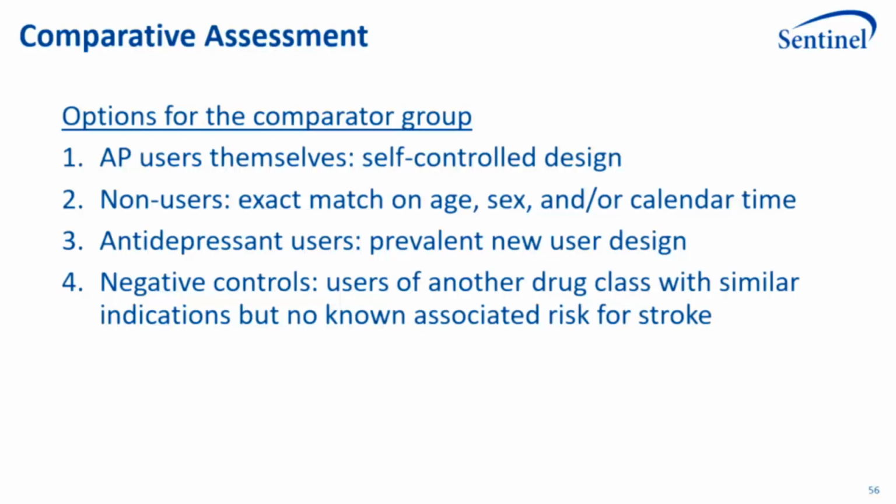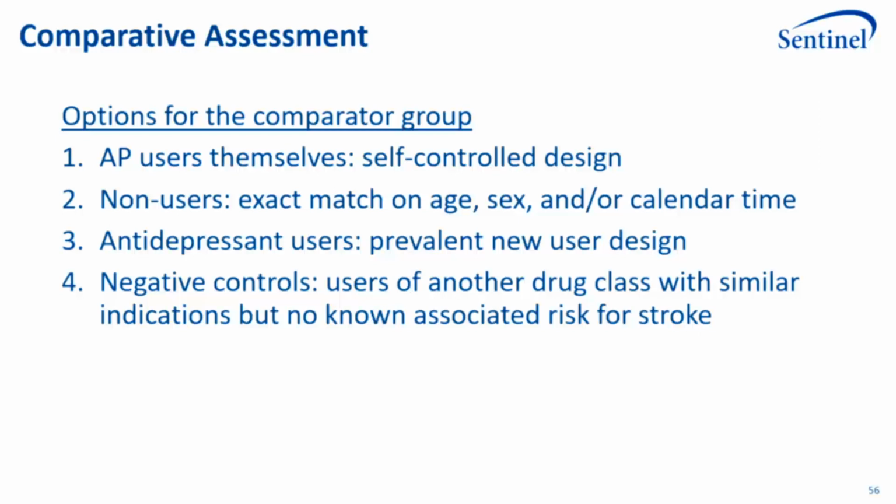For option 1, antipsychotic users themselves, this involves a self-control design. At the time of the query, Sentinel tools only had the self-control risk interval readily available as a modular program function. And there's a very important assumption in the self-control risk interval design that the outcome should not change your probability of getting either treatment exposure in your study. That is not the case for antipsychotics and stroke, because remember, we already know that there are 3 stroke warnings on the atypical antipsychotics in particular.